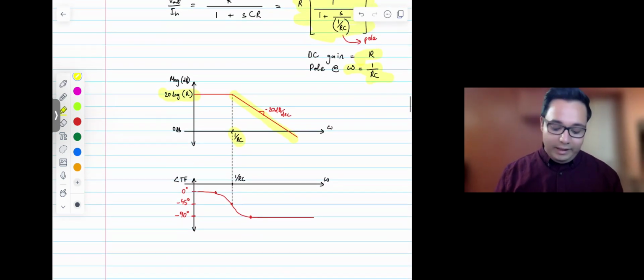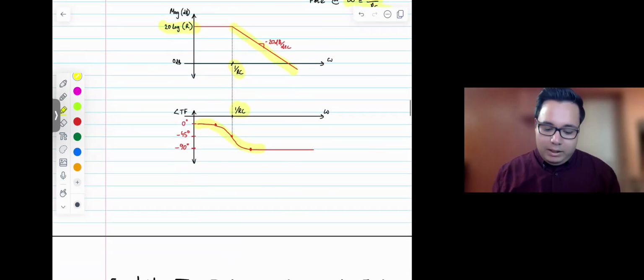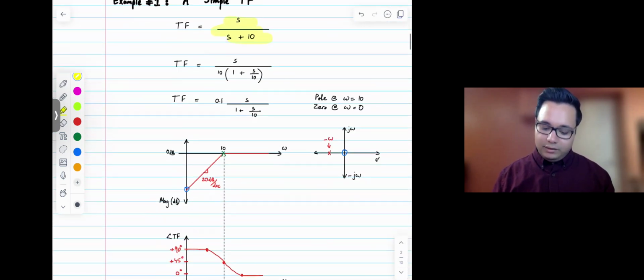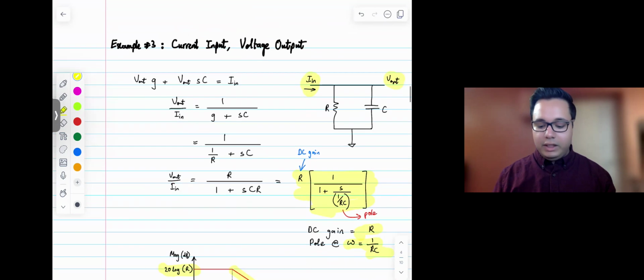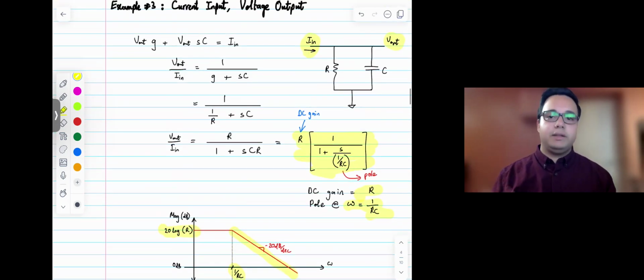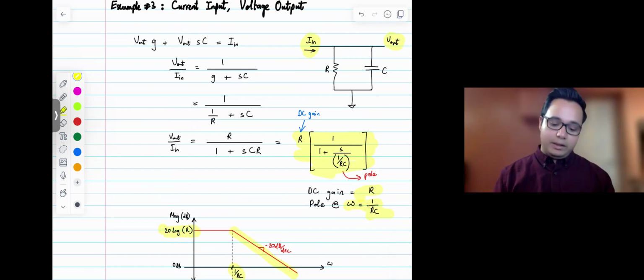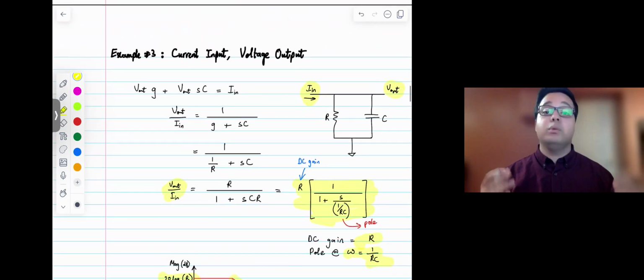Again, the phase plot is very simple. You go from 0 to 90, and at 1 over RC, which is the pole frequency, you would be at minus 45, right? So those were the straightforward examples, examples 1, 2, and 3: just one pole, one zero. Then in example 2, we had 2 poles, and in example 3, we had 1 pole, the only difference being that instead of voltage input, voltage output, we have a different quantity at the input and a different quantity at the output, but you can still write the transfer function V out over I in, and that would basically characterize this low-pass filter.